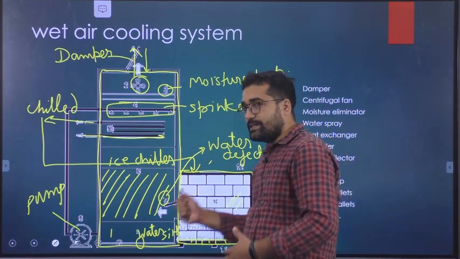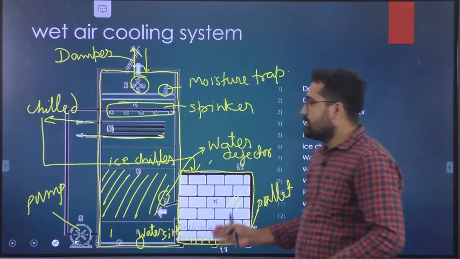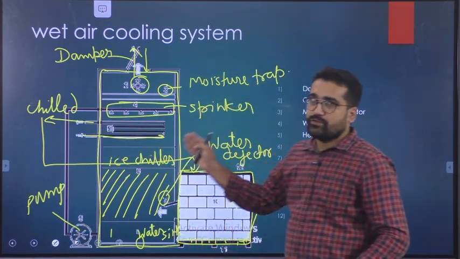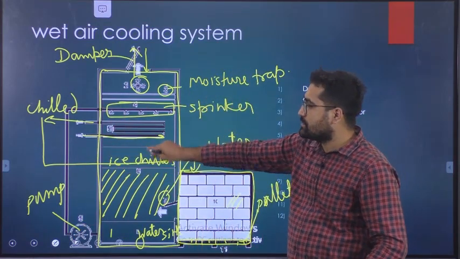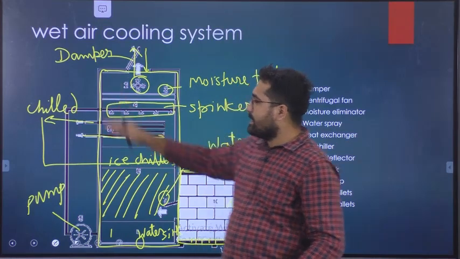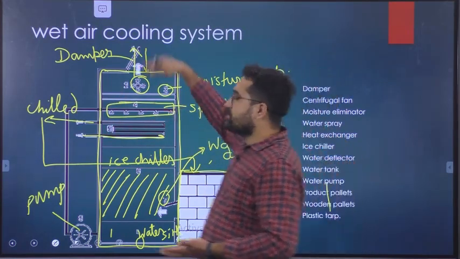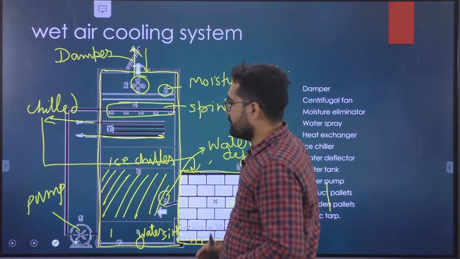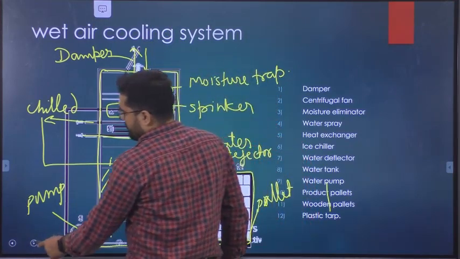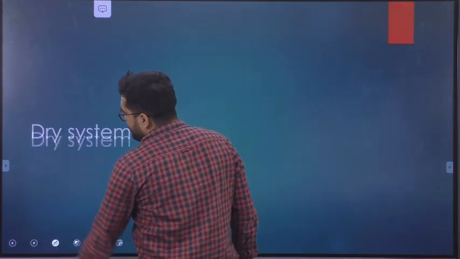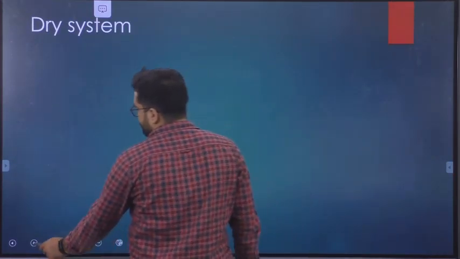So here we are circulating the air. But for that circulation of air, we are using water to chill it. Here we are using ice to chill the air. And that hot air, after the heat transfer, is getting out from the damper. So this is the wet cooling system. Then after this, the next is the dry system.